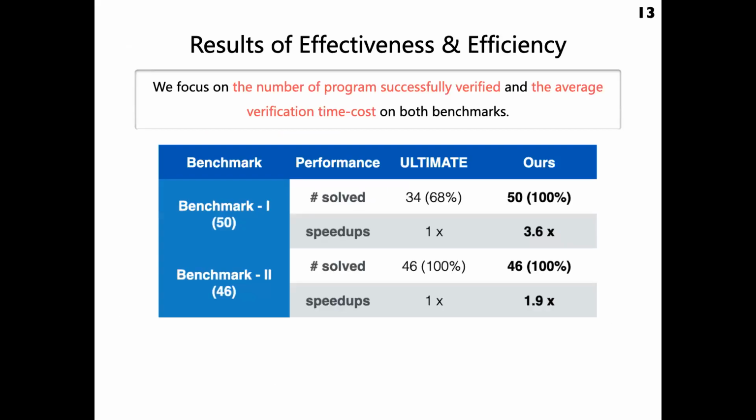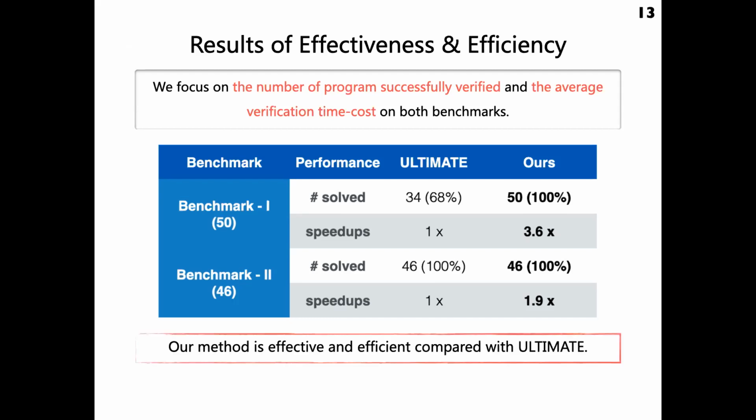Here are the results of effectiveness and efficiency between Ultimate and ours. We focus on the number of programs successfully verified and the average verification time cost on both benchmarks. For the first benchmark, we successfully verify all programs with a 3.6 speedup, while for the second benchmark, we successfully verify a program with a 1.9 speedup. The results show our method is effective and efficient.